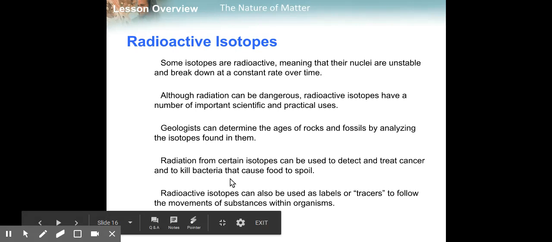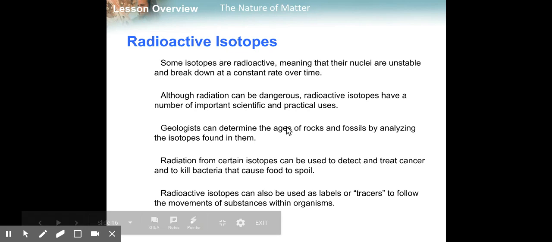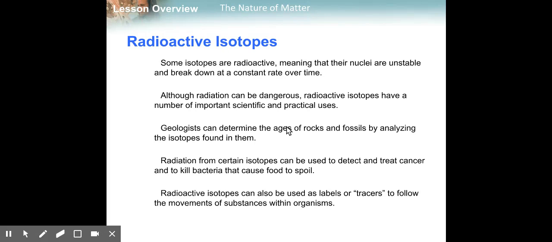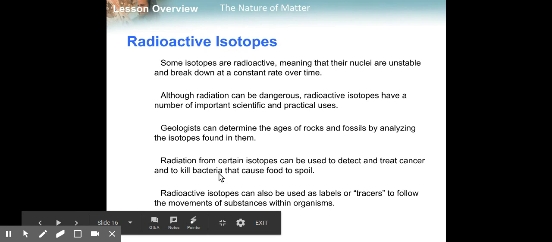And this is probably a little more applicable to the average person. They can use radiation from different isotopes to treat cancer. So, my mother had a lot of radiation treatments like 7 years ago. She had cancer. I'm sure you all know someone who's gone through radiation. They can also use it to kill bacteria in food. So that's kind of convenient.